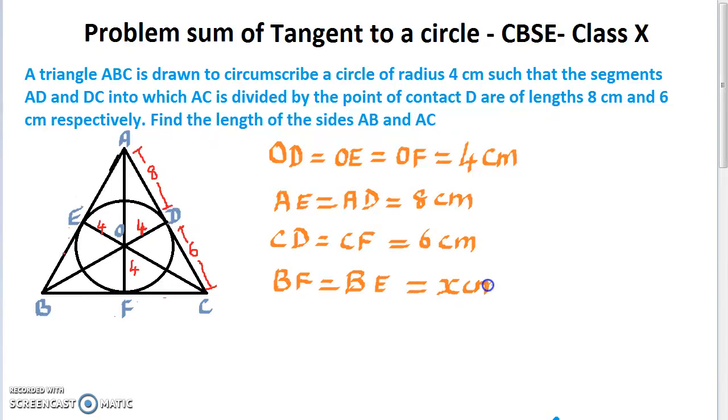Let's put this information in the figure itself so that for the next step it will be easier for us to work with it. So here CF is going to be 6, BF is going to be x, BE is going to be x, and AE is going to be 8.